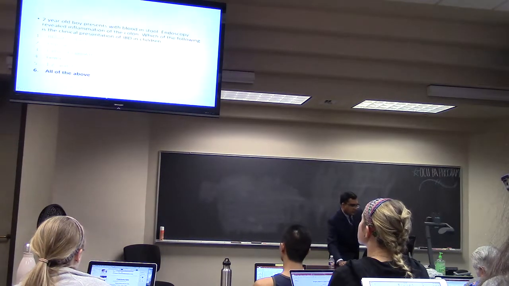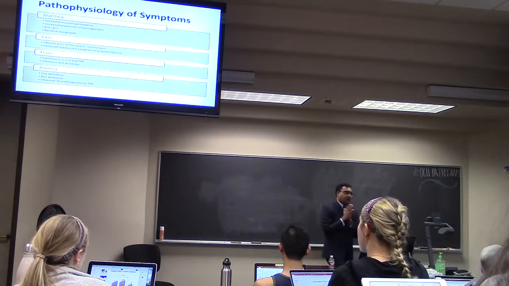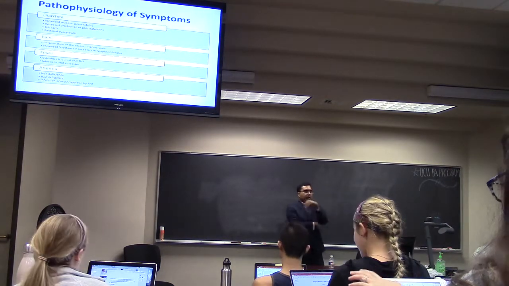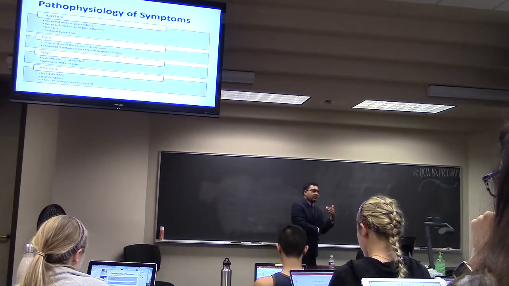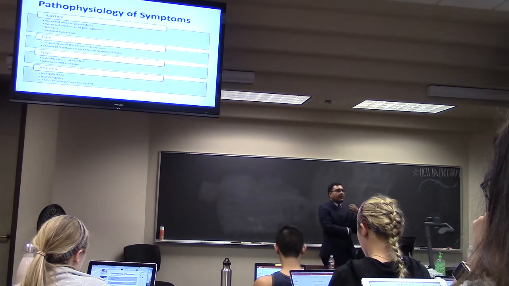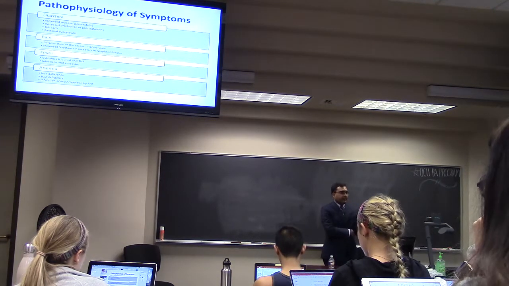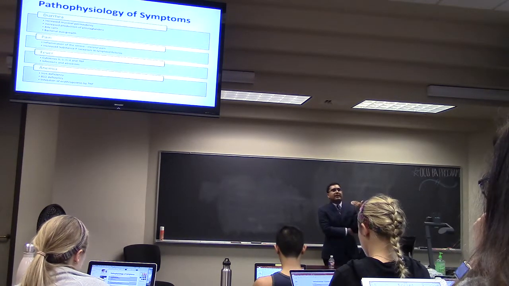Okay, so one other thing I want to show, this is also important. Why do we get symptoms? Why do we get diarrhea? We get diarrhea in Crohn's disease and ulcerative colitis because of increased permeability, because of bacterial overgrowth, and because of bile salts. There's a whole other lecture on bile salt diarrhea. We can talk about it later.